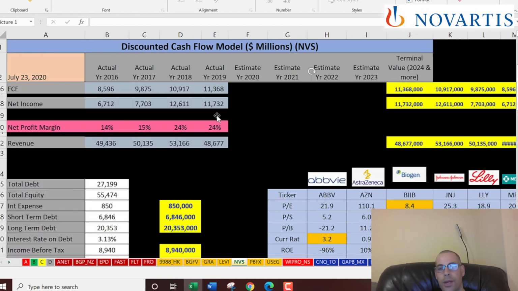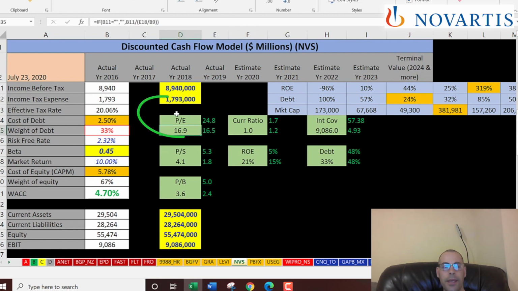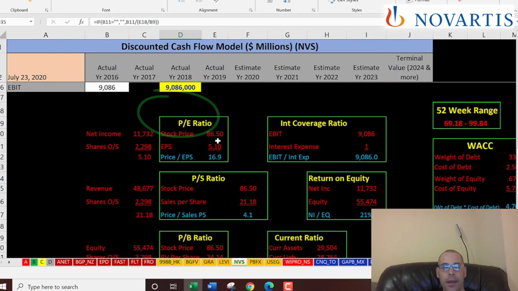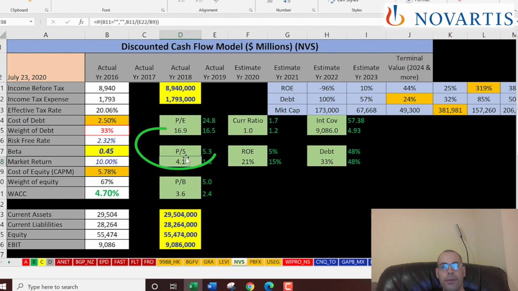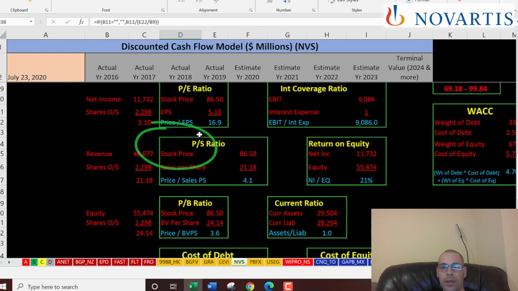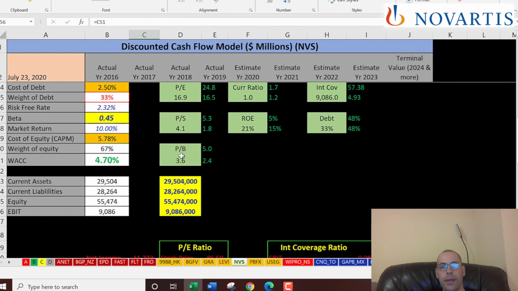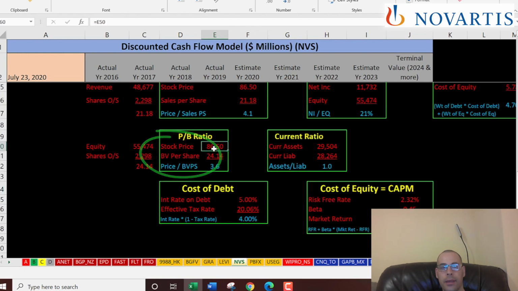Let's look at the financial ratios. PE of 16.9, which is decent. That's price to stock 86.50 over earnings per share. Earnings per share is net income over shares outstanding. I like to see below 15 for this ratio. They have a price to sales of 4.1. That seems a little high also. That's price to stock 86.50 over sales per share. Sales per share is revenue over shares outstanding. I like to see below 2.5. Price to book of 3.6. That's price to stock over book value per share, and book value per share is equity over shares outstanding.